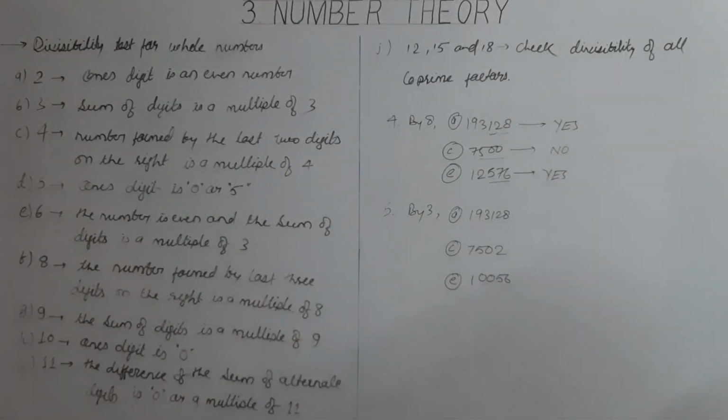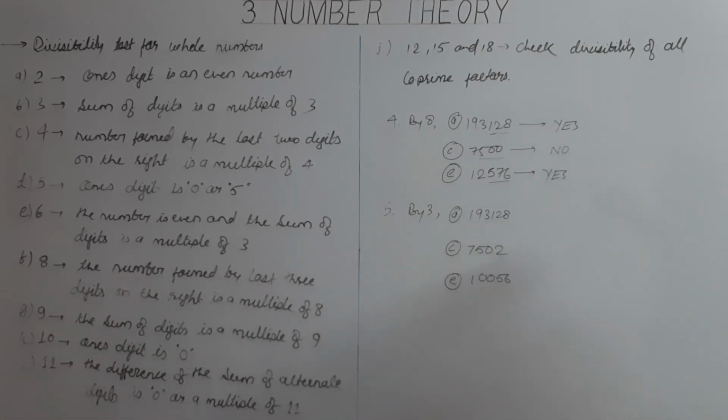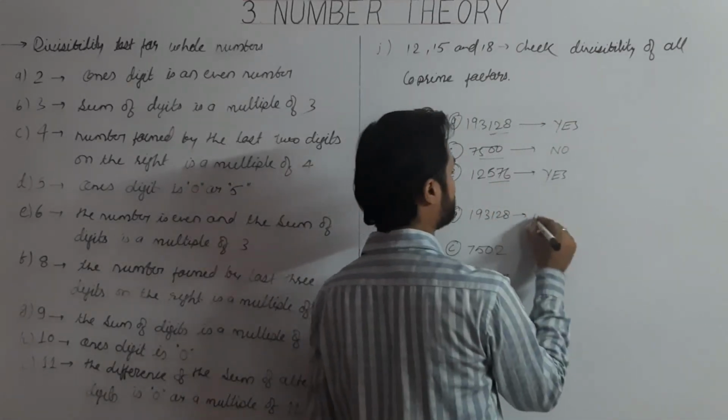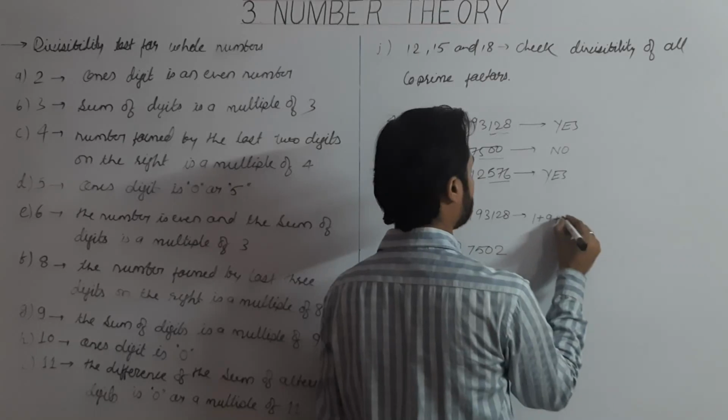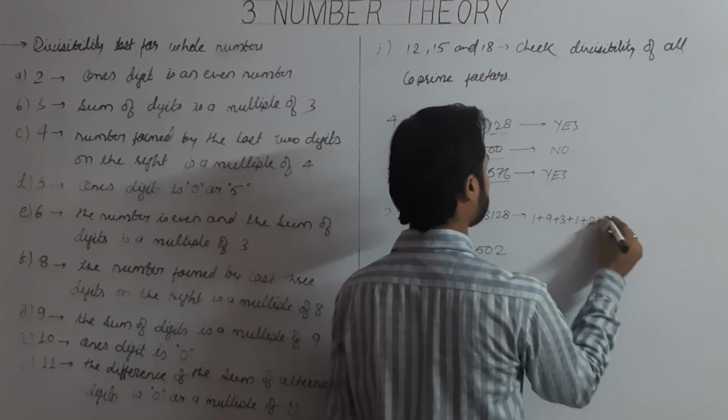Now for 3, the sum of digits is a multiple of 3. So if the sum of these digits is a multiple of 3, then we can say that the given number is divisible by 3. So here we have to add all these digits. 1 plus 9 plus 3 plus 1 plus 2 plus 8.